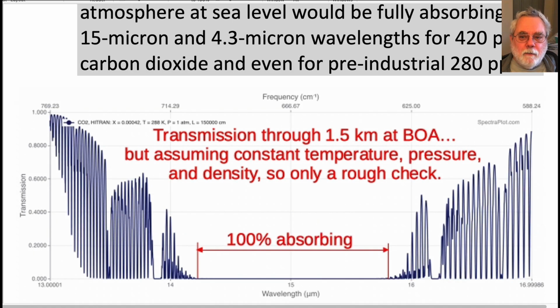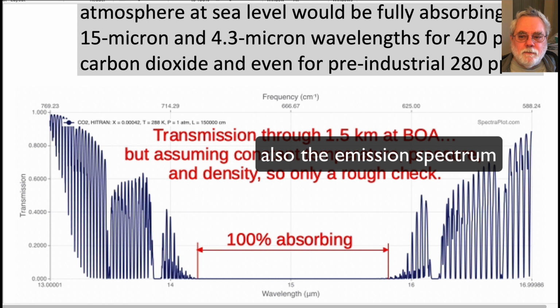I created a separate supplemental video explaining how to use SpectraPlot to get different results, including to calculate absorption length and to see the absorption spectrum at the top of the atmosphere.